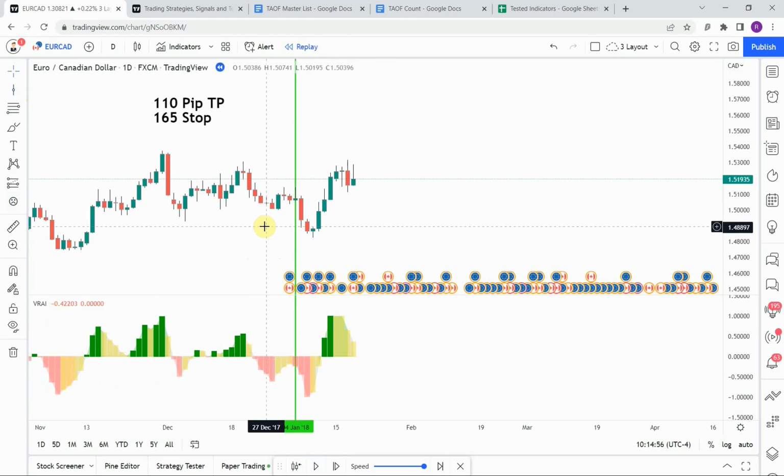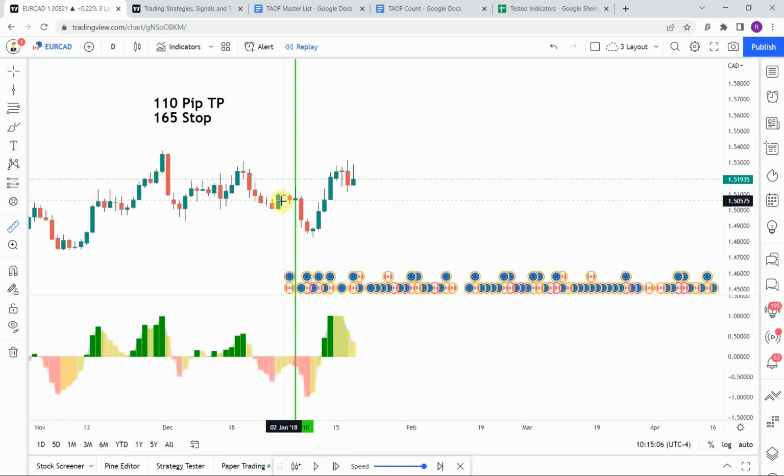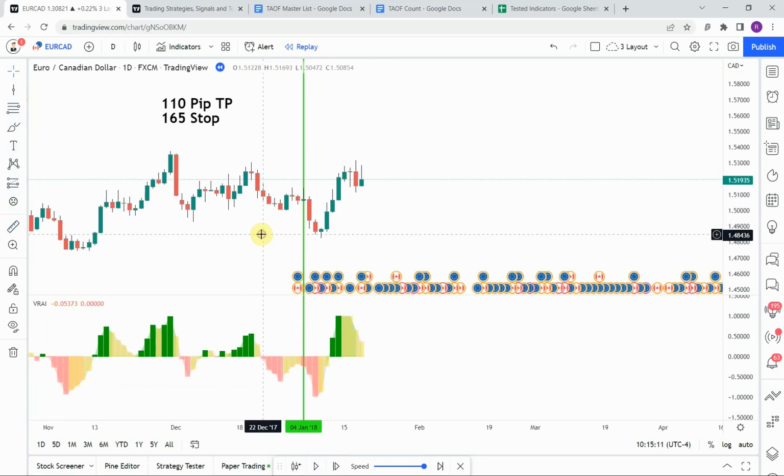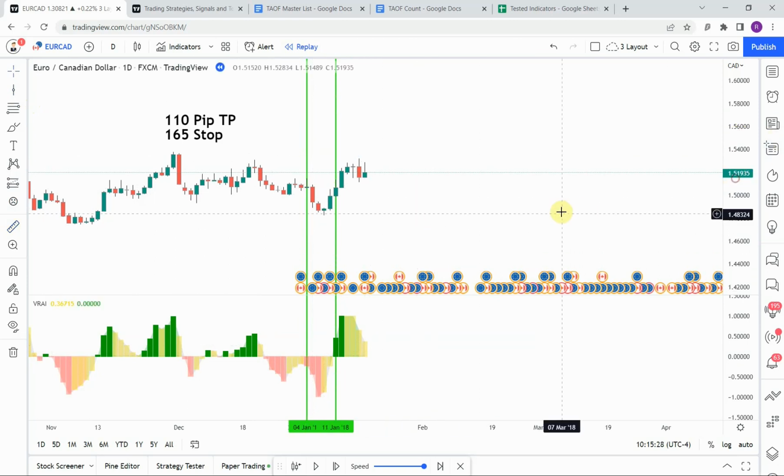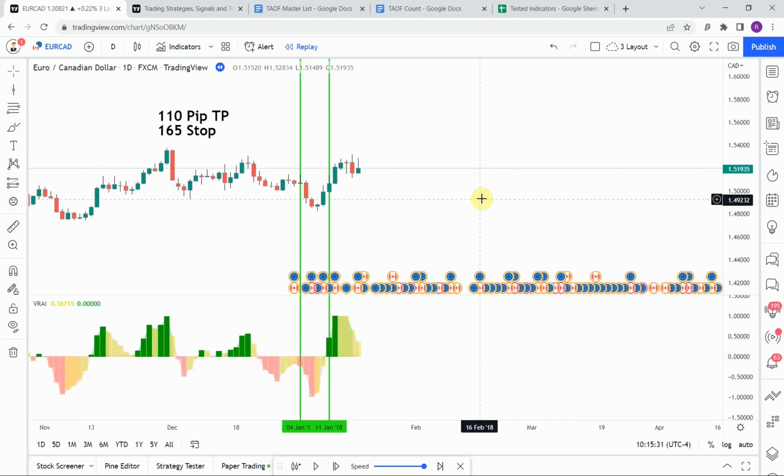All right, so the first signal that we pick up is a short signal. You can see here that we get a red bar right here on this one, and then we get a nice push to the downside right there, which does come down and get us to our take profit. Then it looks like we pick up a long signal right there. We pick up a nice green bar, and we get a nice push to the upside on that one as well. That one also gets us to our take profit. So far, so good. Let's go ahead and continue on.